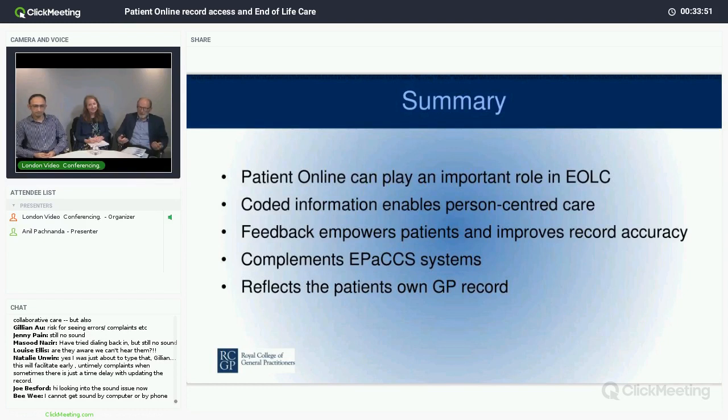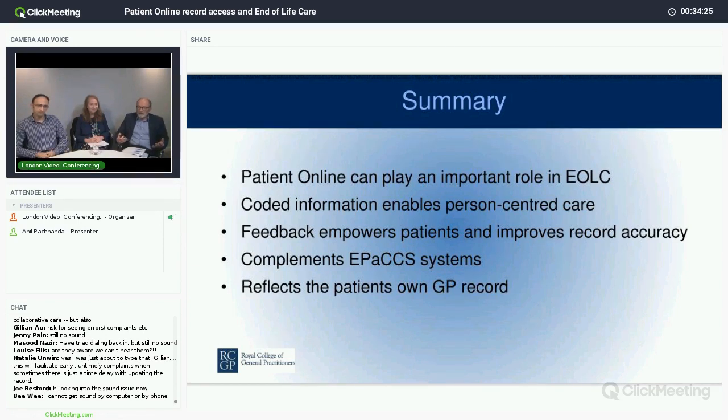It complements EPaCCS systems. EPaCCS systems are designed for access to the record for healthcare professionals that are providing individual care to the patient across a health economy. Patient Online allows the patients to see the same information, and has the advantage that many of these patients have fairly complex medical backgrounds, with multimorbidity being an important factor in their care. And of course, Patient Online allows access to the coded information about all their conditions, not just their end-of-life data.